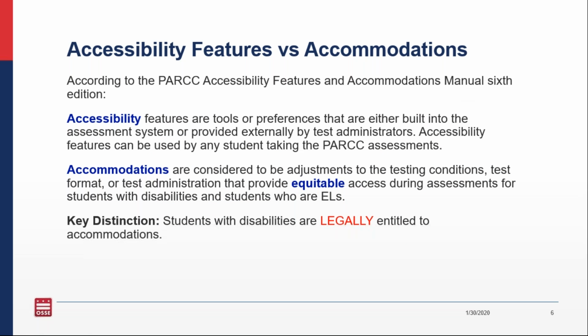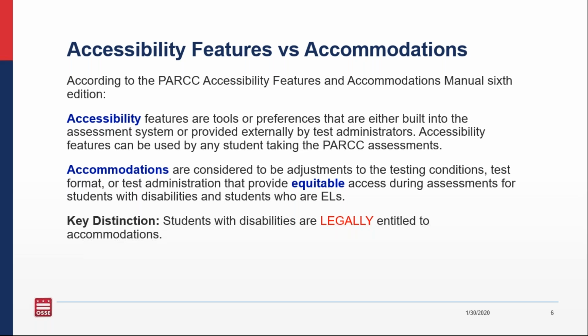So exactly what are accessibility features and accommodations? According to the PARCC Accessibility Features and Accommodations Manual, 6th edition, accessibility features are tools or preferences that are either built into the assessment system or provided externally by the test administrators. Accessibility features can be used by any student taking the PARCC assessment. I think it's really important to remember that an accessibility feature can be used by any student taking the PARCC assessment or the DC Science assessment.